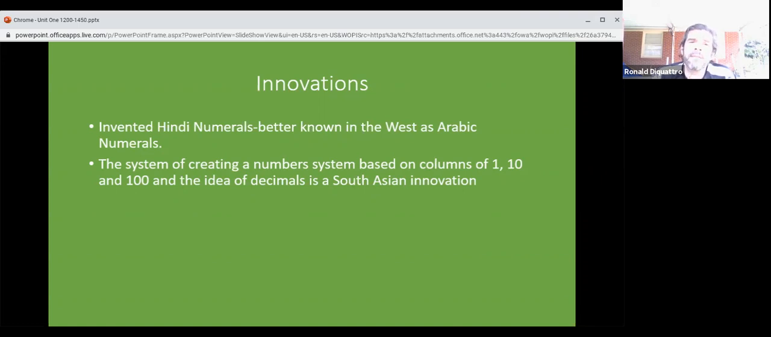And the idea of having a number system based on columns of 1s, 10s, and 100s, and the inverse of that, the idea of having a decimal system. These are all South Asian mathematical innovations. Because they're super advanced and because they're tied to the Muslim world through trade, eventually things like trigonometry reach South Asia. Incredible pieces of architecture and incredible pieces of engineering are a trait of this region.